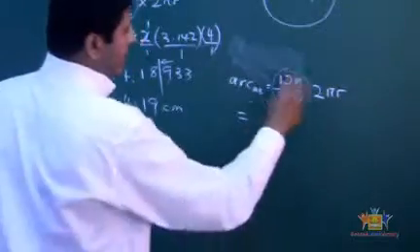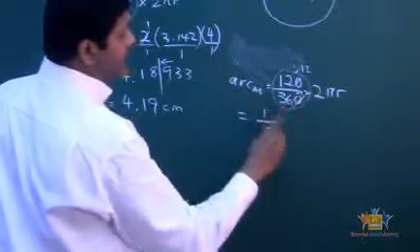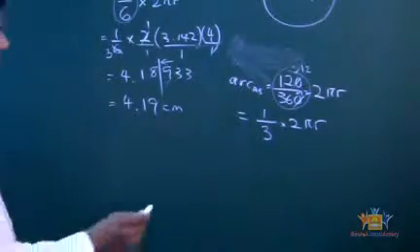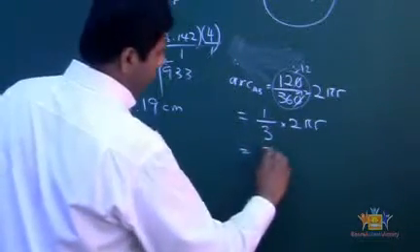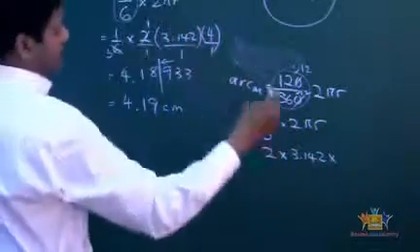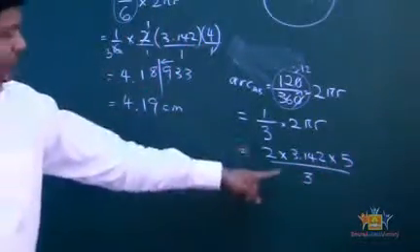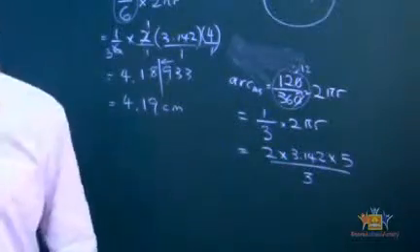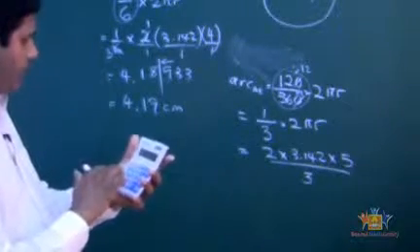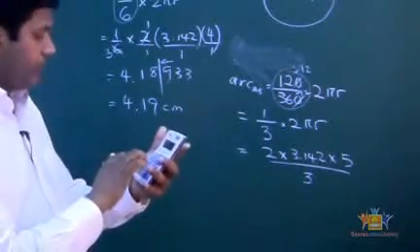Let's simplify. The zeros cancel out. I can divide 12 by 12, which is 1, and 36 by 12, which is 3. So we have 1 over 3 times 2 pi r. Now we're going to substitute: 2 times 3.142 times the radius, 5 centimeters, times 1 over 3. You can rewrite it like this. Using a basic calculator, take 2 times 3.142 times 5, then press equal and divide by 3.